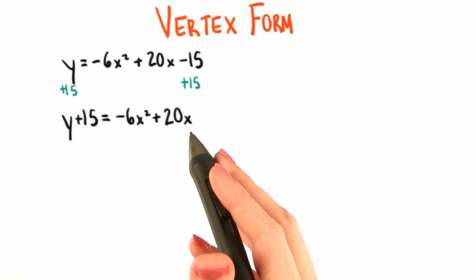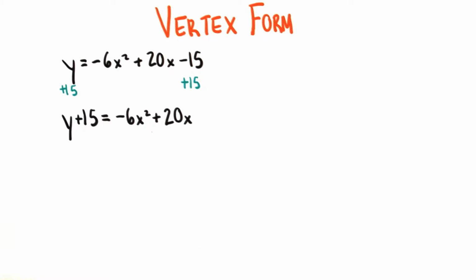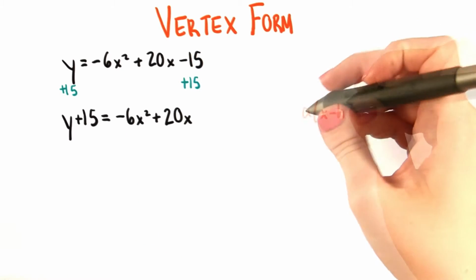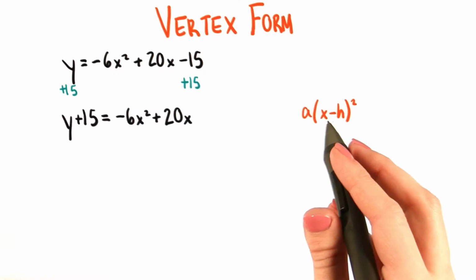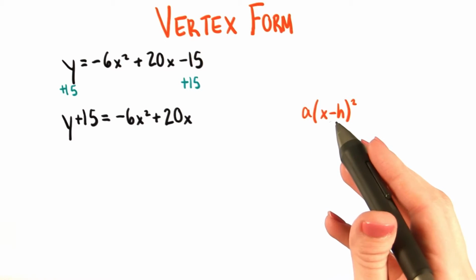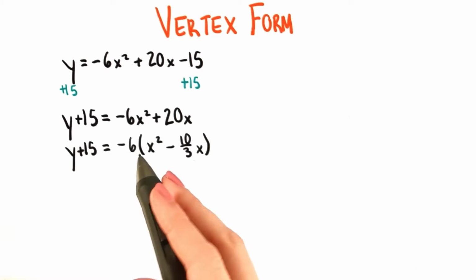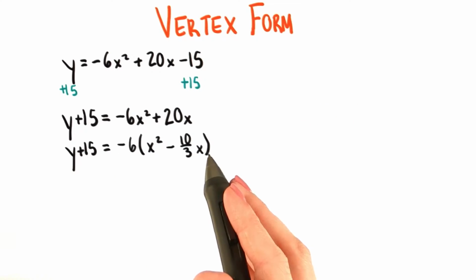And since we have a leading coefficient over here that is not equal to 1, I need to factor out that leading coefficient so that the right side of our equation eventually has the form of a coefficient times some binomial where x with a coefficient of 1 is the first term. So I simply factor out the negative 6 from both terms on the right side.